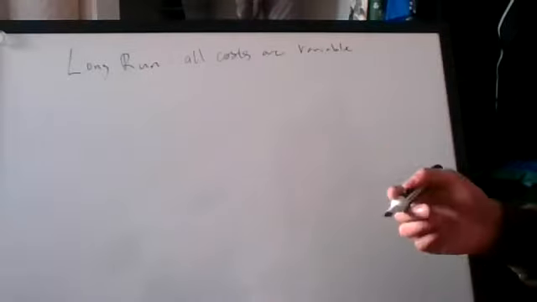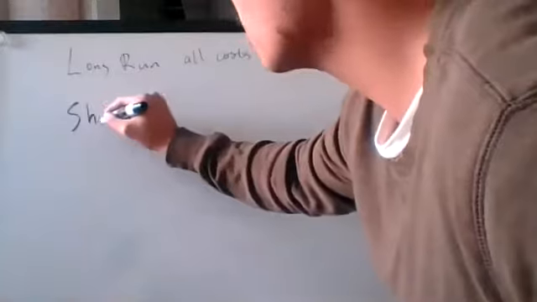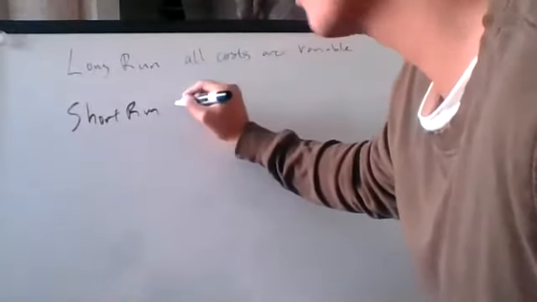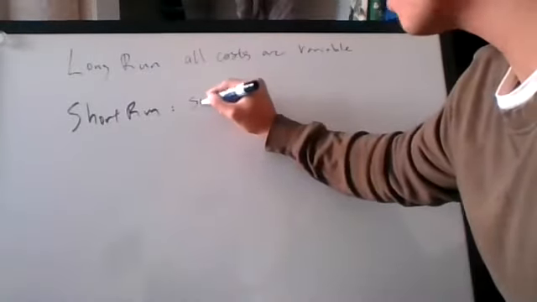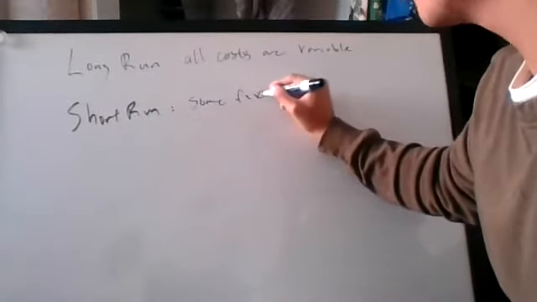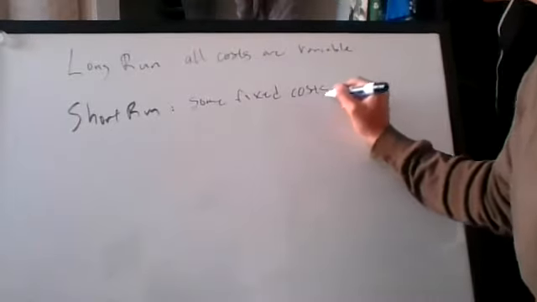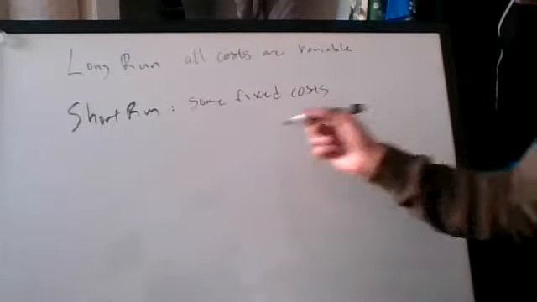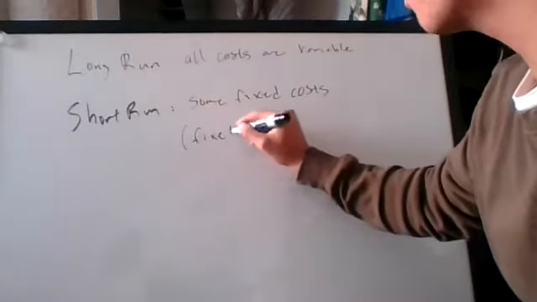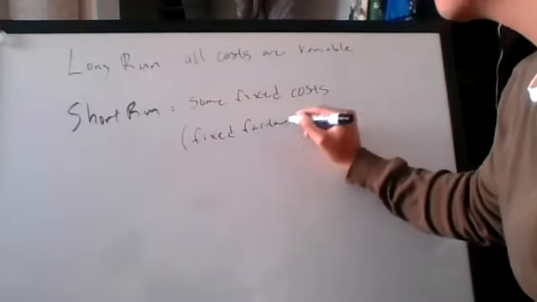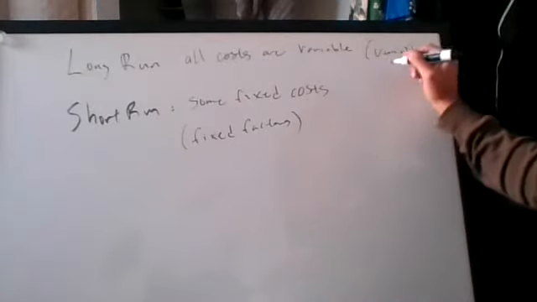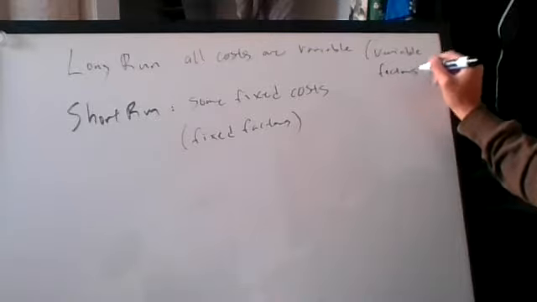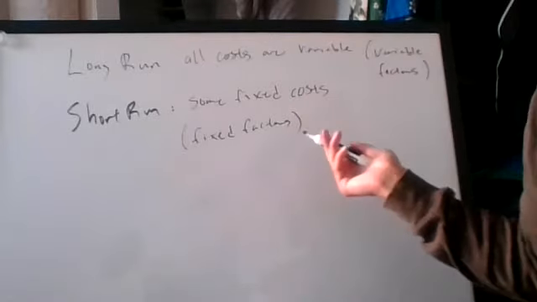There's also going to be costs that are not variable. And so in this case, when costs are not variable, we call that period the short run, right? Where we have some fixed costs, okay? And so we call these fixed factors, right? And these are variable factors, right? It kind of goes with the name, right? But essentially, think of stuff that are fixed, right?